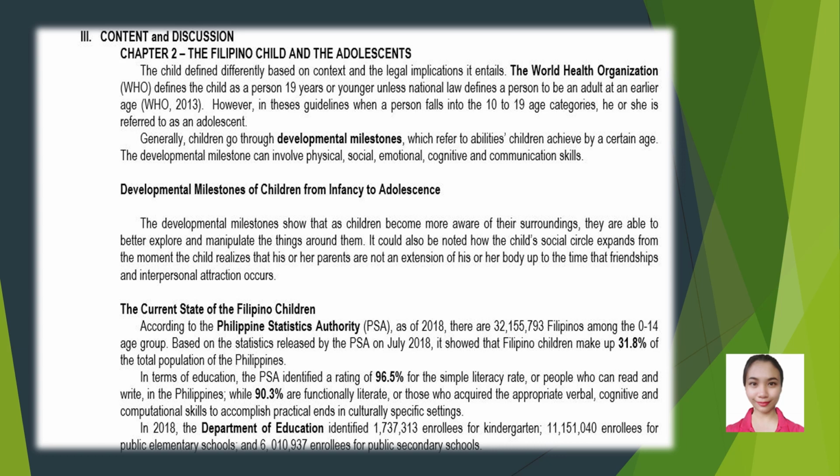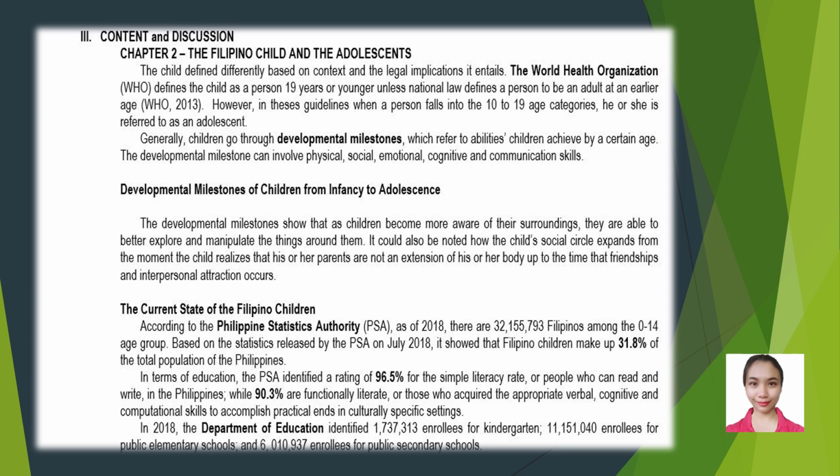So module number 2 covers chapter 2 entitled The Filipino Child and the Adolescents. The child is defined differently based on the context and the legal implications it entails. The World Health Organization, or WHO, defines the child as a person 19 years or younger unless national law defines a person to be an adult at an earlier age. This is according to WHO in the year 2013. However, in these guidelines, when a person falls into the 10 to 19 age category, he or she is referred to as an adolescent.